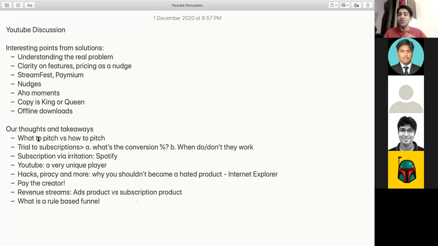How to pitch for is once you're done with the product, how do I go and speak to the user? In fact, how plus when do I speak to the user? That is what this challenge was about. So Rajat, one feedback to you: this challenge was not about what to pitch, but how to pitch. So what exists, you got to use that.